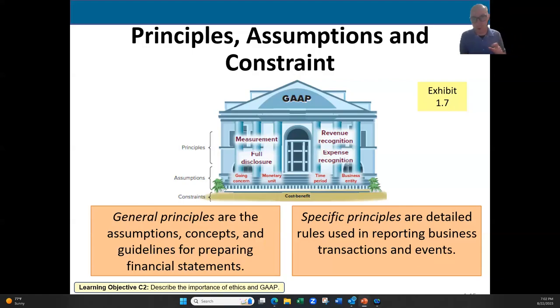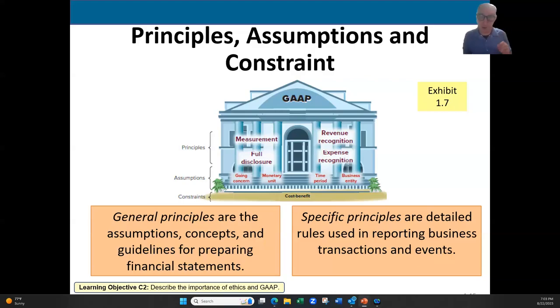The assumptions that help to govern those principles, and there's four of them, are: the going concern, which represents if a business can continue into the future; and the monetary unit, American dollar, British pound, the euro, the peso, etc. That's what we call the monetary unit, the type of money. How's it measured? Is it British pound, American dollar, Canadian dollar, peso, euro, etc.? It's monetary unit.